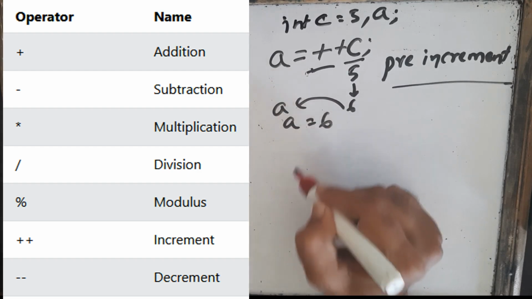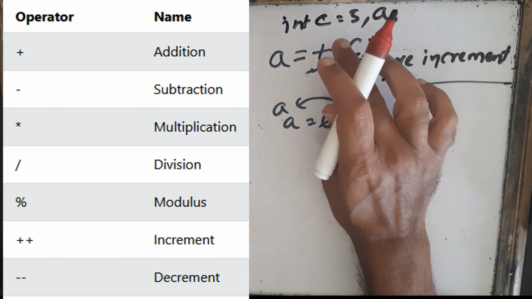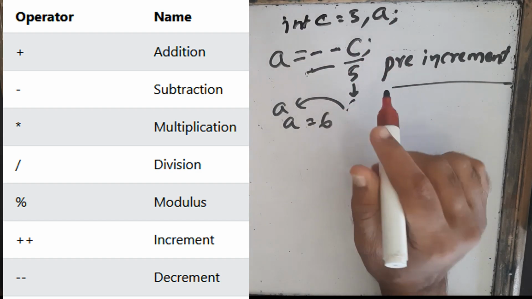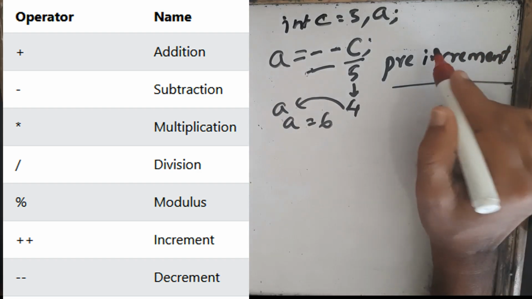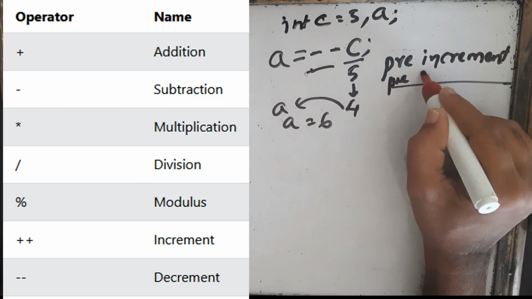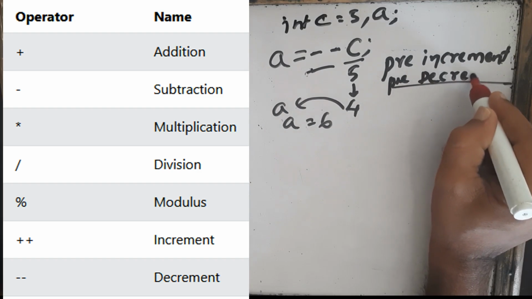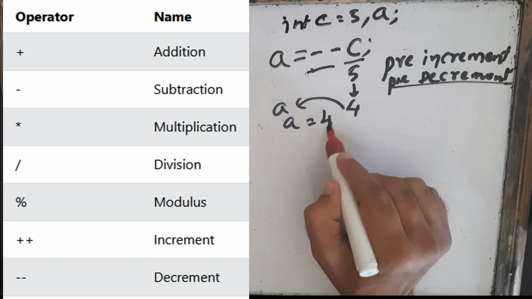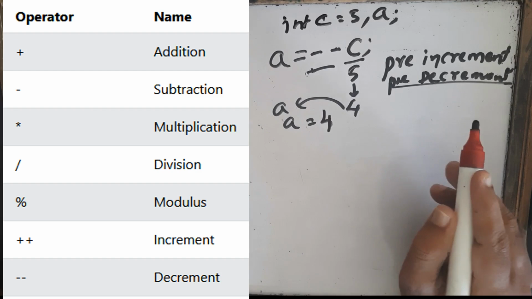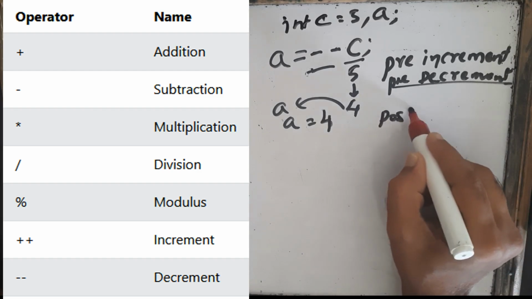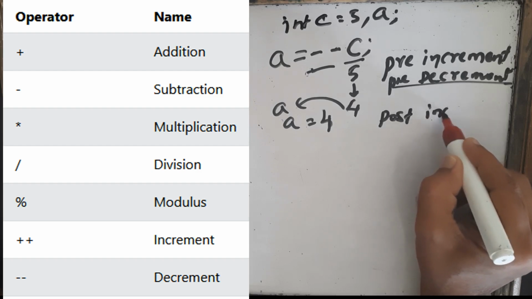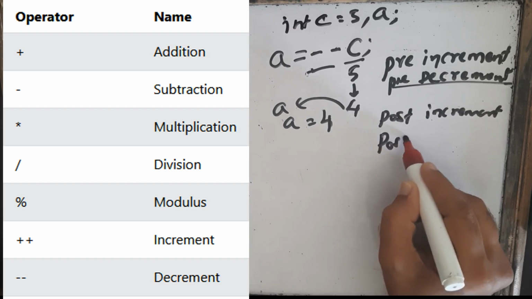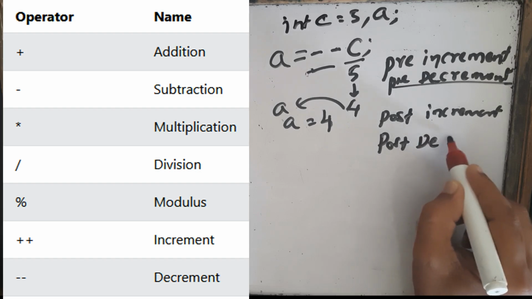So 5 will be incremented to 6 and 6 will be assigned to A. A will become 6. The same holds good for minus minus. 5 will be decremented to 4. This is a pre-decrement. Then 4 will be assigned to A. Now the post increment, then the post decrement.